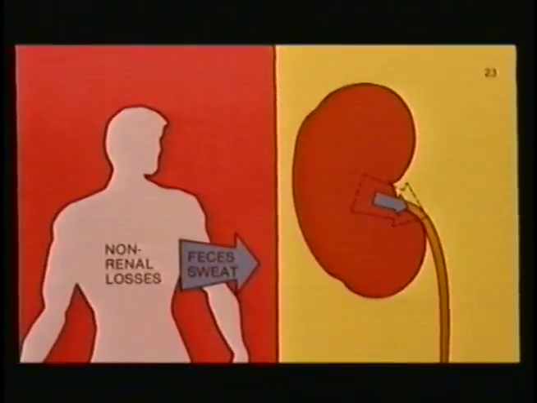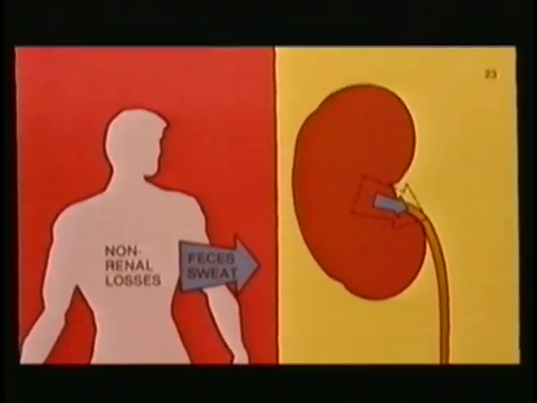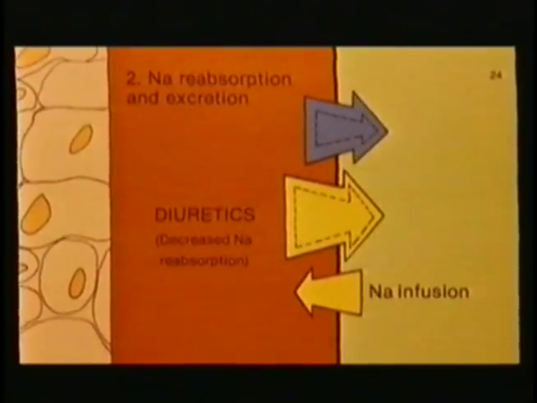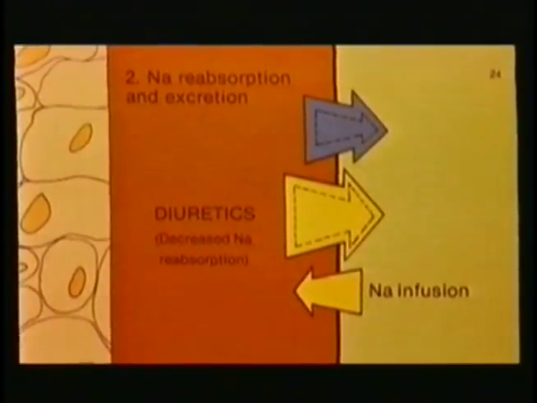When total body potassium is depleted due to continuing non-renal losses, as in feces or sweat, the kidney conserves potassium and helps to bring intake and total excretion into balance. 24. The second factor influencing renal potassium excretion is sodium reabsorption and excretion.